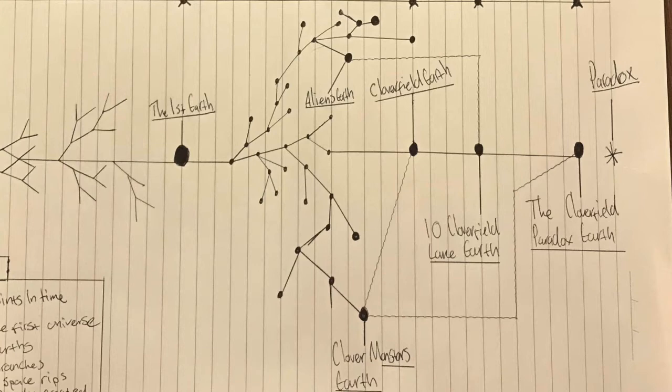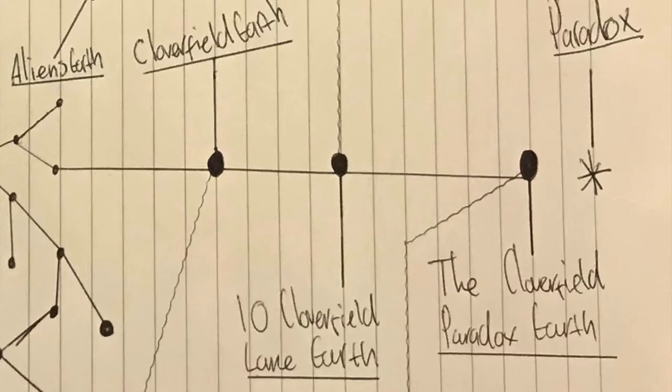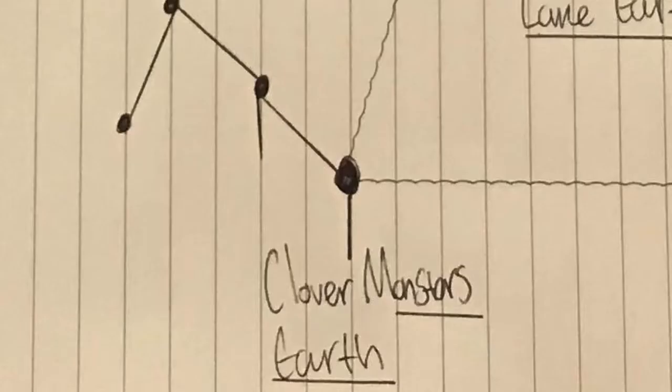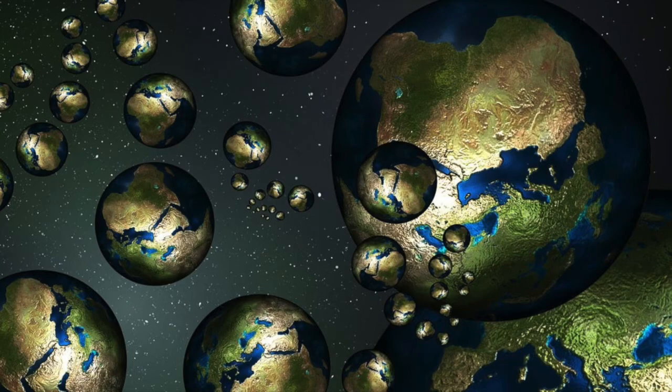Eventually we come to the Cloverfield Earth where the 2008 film takes place, then the Cloverfield Lane Earth of the 2016 film, and the Paradox Earth the events of the third film take place on. And somewhere out there in the multiverse is the universe inhabited by the Cova monsters and the 10 Cloverfield Lane aliens. So if you're still with me and I haven't said universe enough for you, let's get into it.